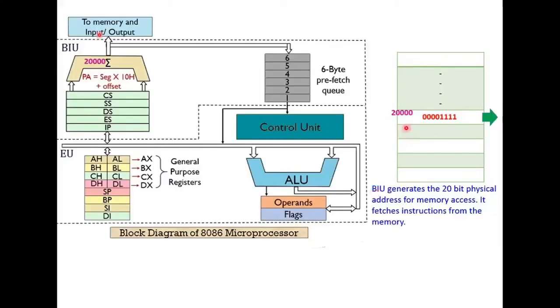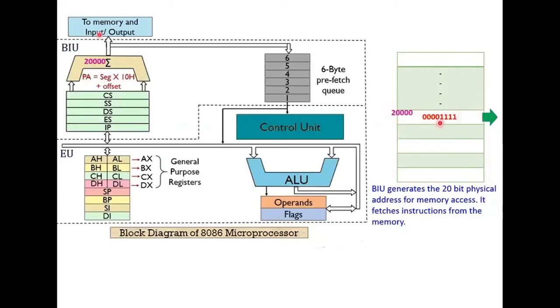Now see, again we came back to this architecture. So now here this is the external memory. What is the size of this external memory? 1 MB, right? So somewhere my data is there. My data is 00001111. Okay. This I wanted to fetch. Instruction or data, whatever.